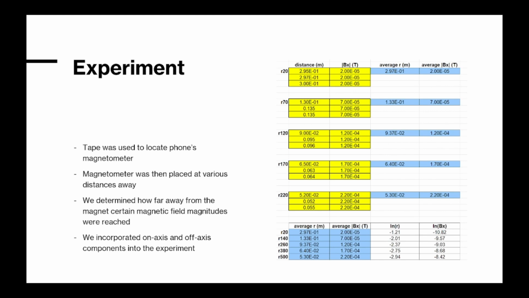So in the experiment, tape was used to locate the phone's magnetometer. The magnetometer was then placed at various distances away. We determined how far away from the magnet certain magnetic field magnitudes were reached, and we incorporated on-axis and off-axis components into the experiment. And so this is some more data.